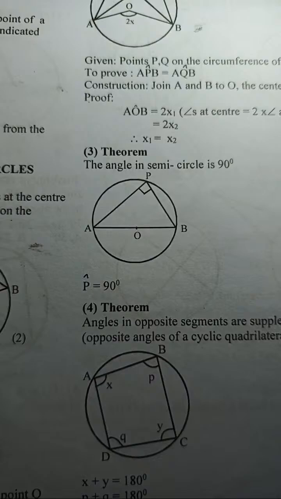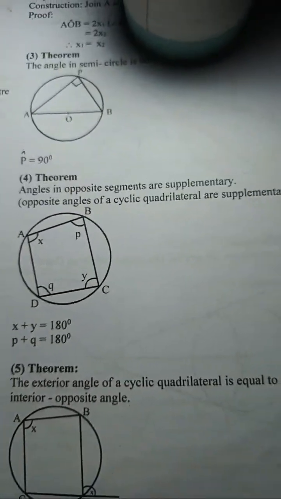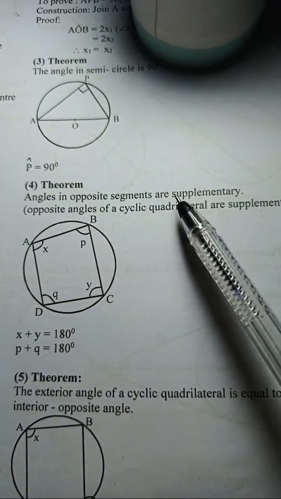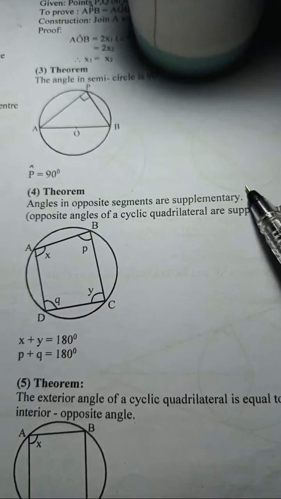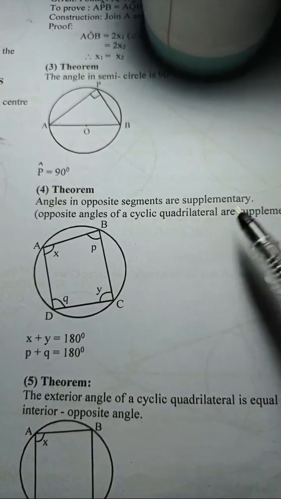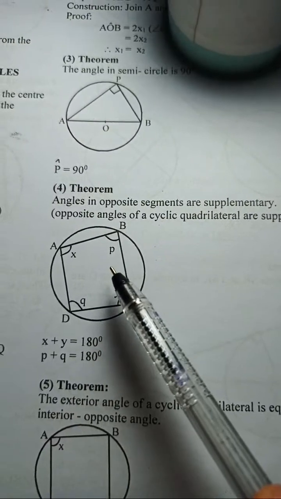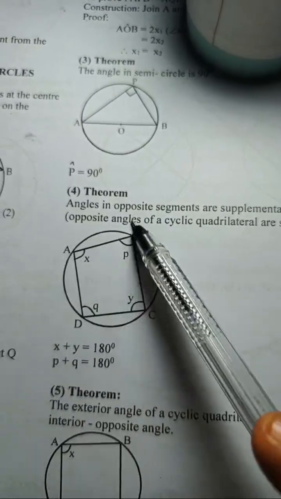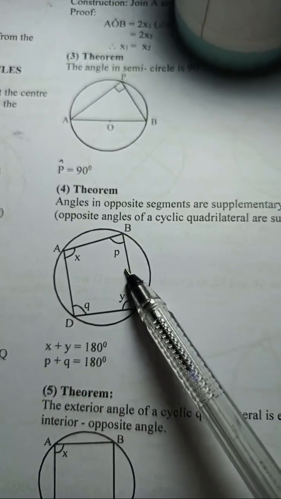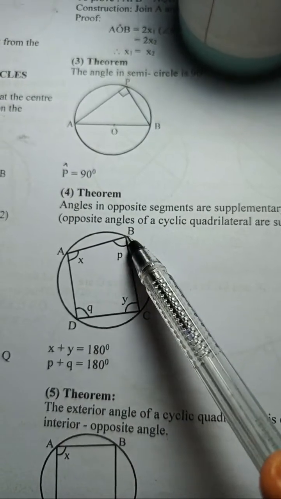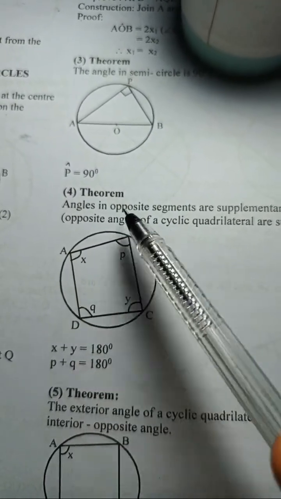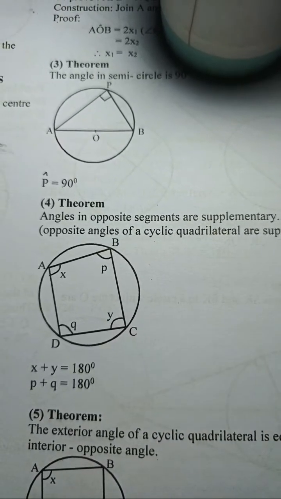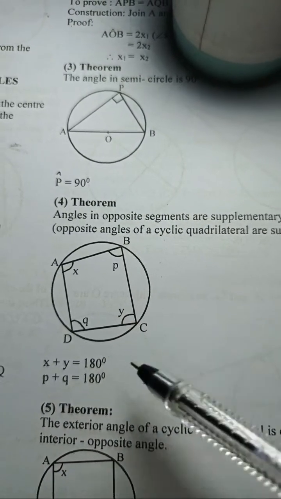So we are getting there gradually. Now, theorem 4 says angles in opposite segments are supplementary. Opposite angles of a cyclic quadrilateral. Let's look at this very well. A quadrilateral has 4 sides: 1, 2, 3, 4. And because it has 4 sides, and the 4 corners are touching the circumference of the circle, we call it a cyclic quadrilateral. Now, being a cyclic quadrilateral, the opposite angles are supplementary.